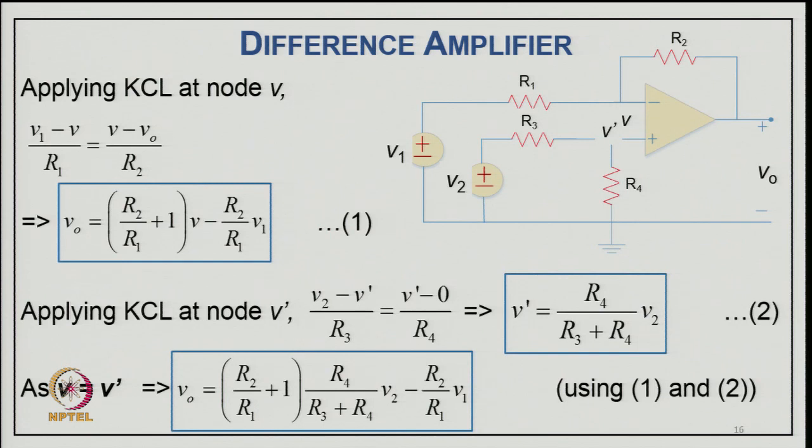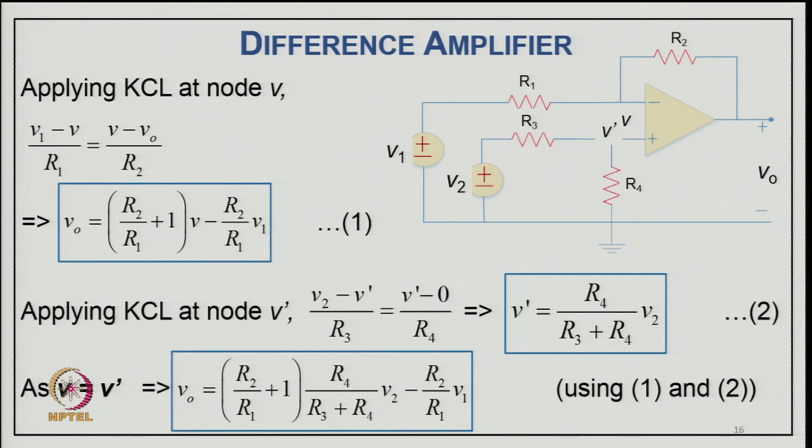From here you can get the relation by applying KCL typically at the V node, the negative node. So, (V_1 minus V) upon R_1 and (V minus V_O) upon R_2, from which we get V_O equal to (R_2 upon R_1 plus 1) into V minus R_2 upon R_1 into V_1. Then applying KCL at V dash, we can say (V_2 minus V') upon R_3 equal to (V' minus 0) upon R_4, from which we get V' equal to R_4 divided by (R_3 plus R_4) into V_2.